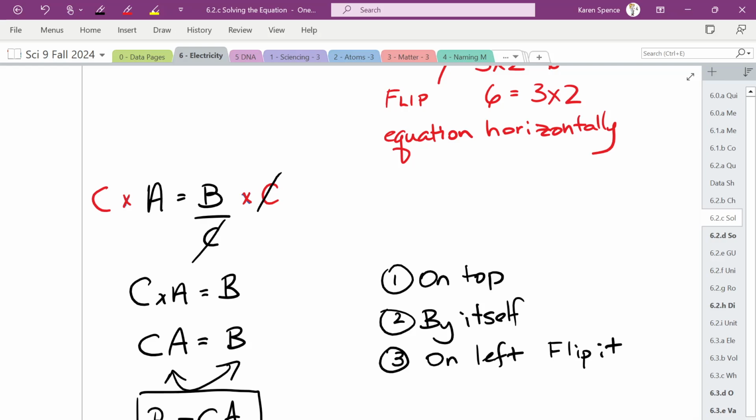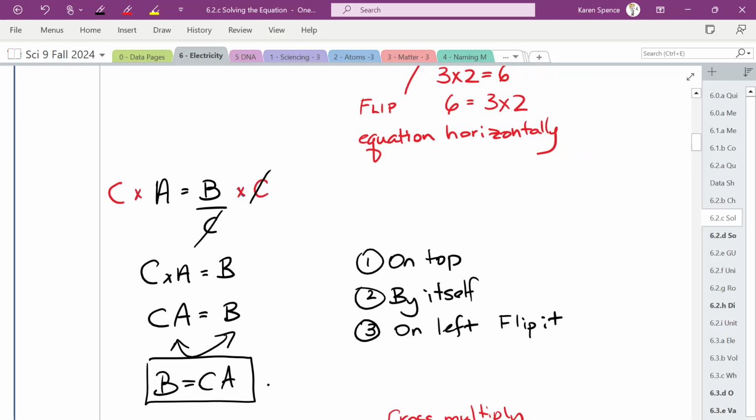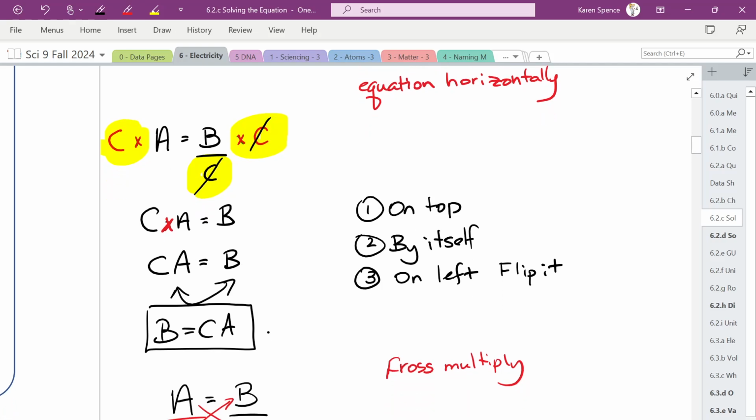Second method, and this is like you've learned in math class. In order to get rid of this C down here, you had to multiply by C. And if you multiply one side by C, you also have to multiply the other side by C. And then you cancel out the C's. Just remember that writing C times A is the same as writing CA. Okay, and then again, we just did the flip.